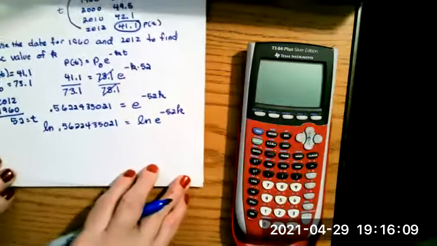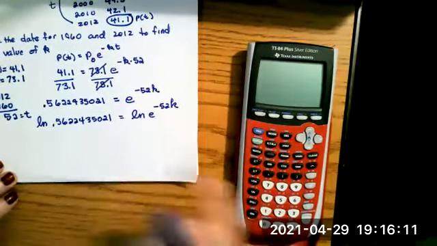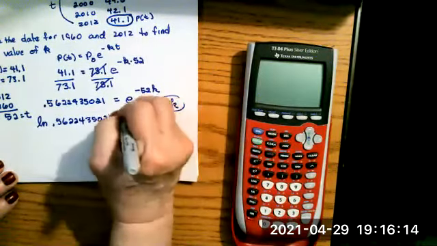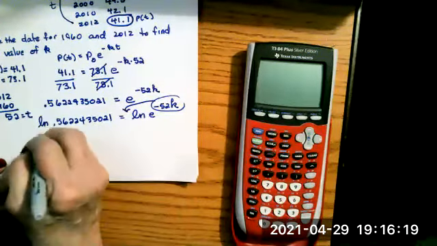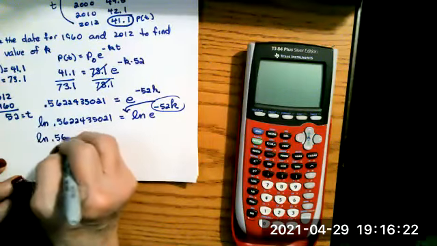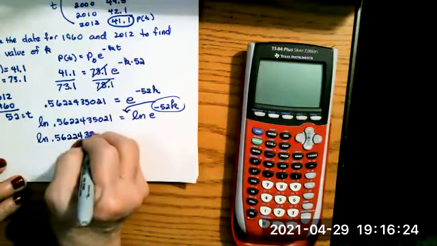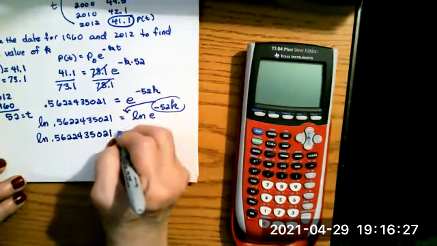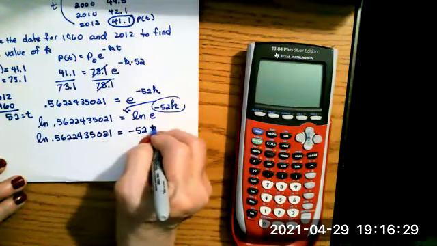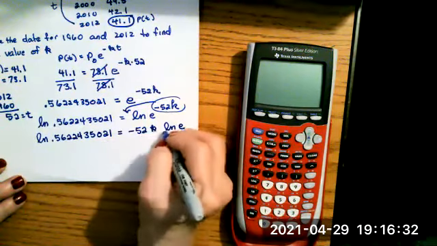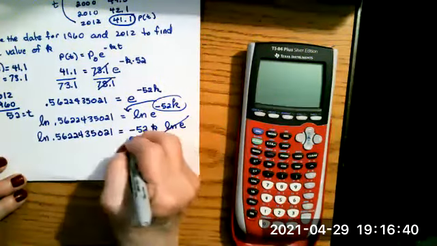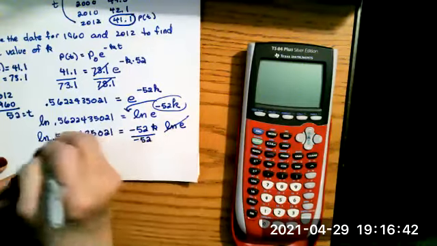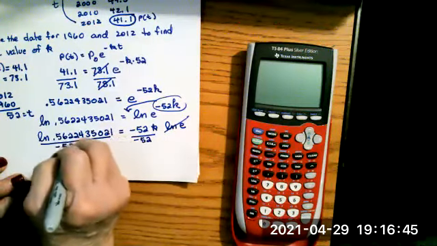Okay, so bring the 52k in front, and your ln e is going to go to 1, but I'm going to write it in there anyway, and then I'll cancel it out. So I'm writing this side down. Negative 52k, and ln e is going to go to 1. So now all I have to do is divide both sides by negative 52, and that will get my k.